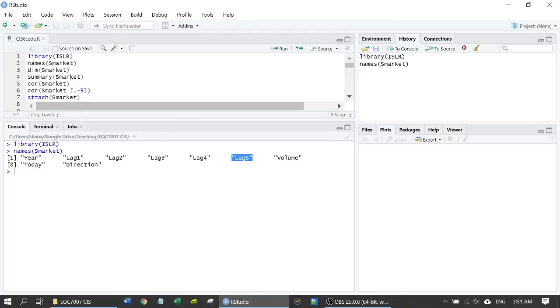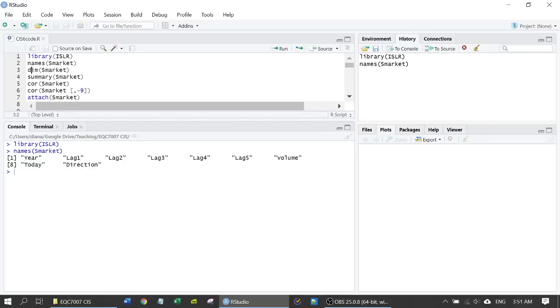We also have the volume, which is the number of shares traded on the previous day. And we have the variable today, which is the percentage returns on the date in question. And finally, we have the direction, and this direction is actually categorical. We only have 2 categories, whether the market was up or down on this date. So we only have 2 values for this one, up and down.